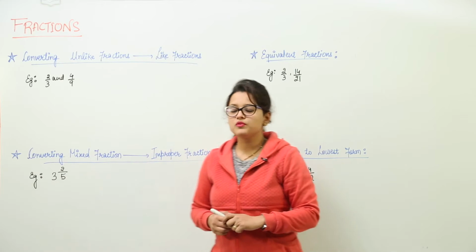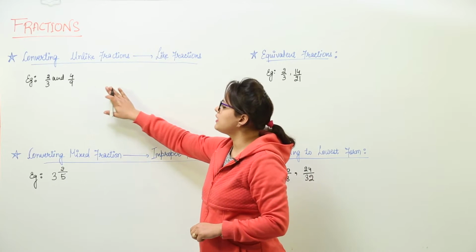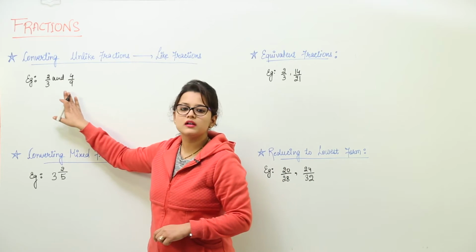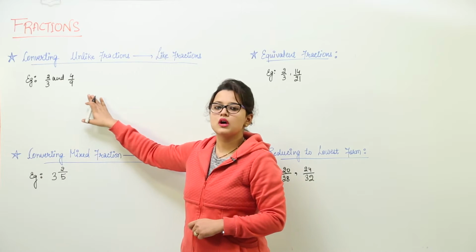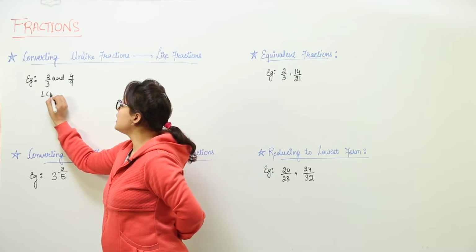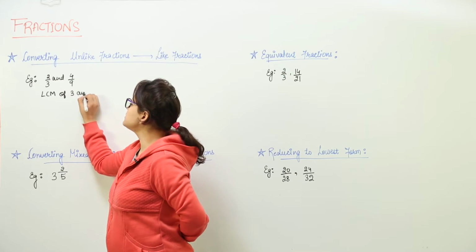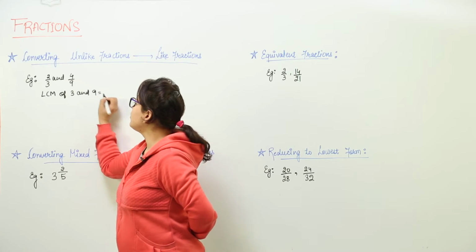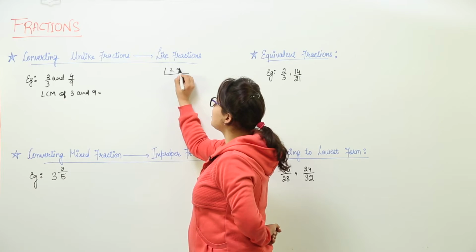So let us start from the first one, where we have to convert the unlike fractions into like fractions. First of all, why are they unlike fractions? Because they have the denominators different. So now how to make their denominators same is by taking out their LCM. So LCM of the denominators, that is 3 and 9. What will be the LCM of denominators 3 and 9? Let us find that out.